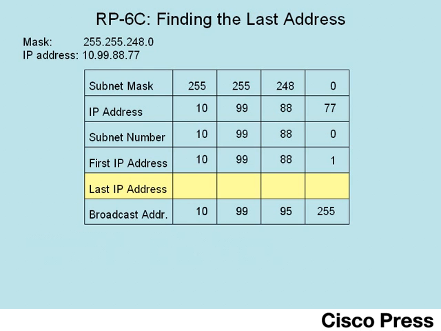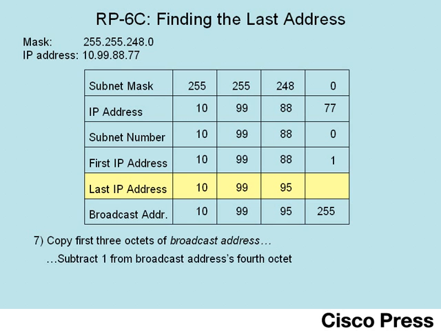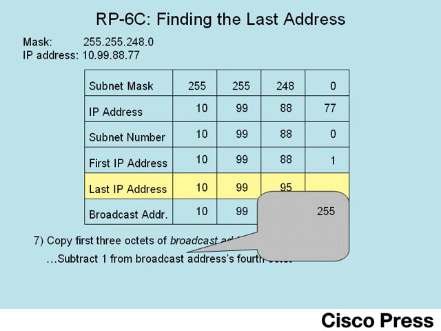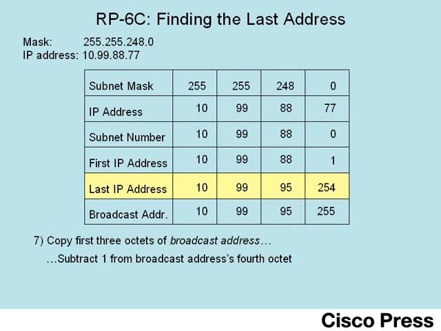Next, it's step 7, to find the last IP address in the subnet that can be assigned to a host. You start with the broadcast address. So here at step 7, you copy the first 3 octets of the broadcast address into the last IP address field, ignoring the location of the interesting octet. Then you subtract a 1 from the last octet of the broadcast address. So in this case, we have 255 minus 1, which of course is 254, giving us the last valid IP address, the last IP address in the range that can be assigned to hosts, of 10.99.95.254.